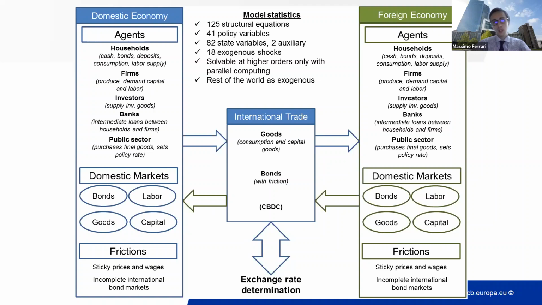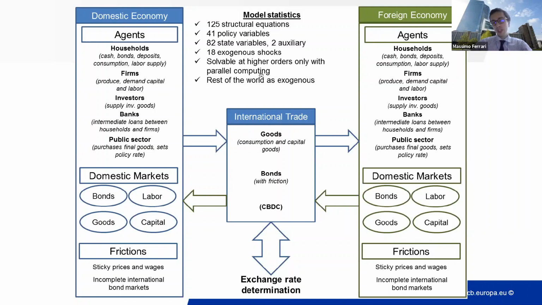Now, just to give you a bird's eye view of the model, it's a standard two-country model with the usual frictions and a rich menu of monetary assets. It has two blocks, a domestic and a foreign economy. In the domestic economy, which is very similar to the foreign economy, households can invest in cash, which is the simplest way to carry liquidity from one period to another, bonds and bank deposits, and they consume and supply labor. When the CBDC is introduced, a new item will pop up in the menu of monetary assets of agents, which is essentially the CBDC.